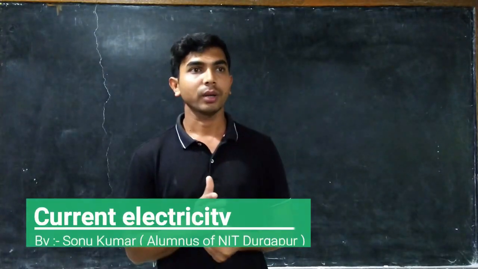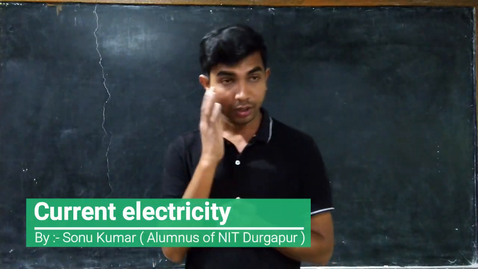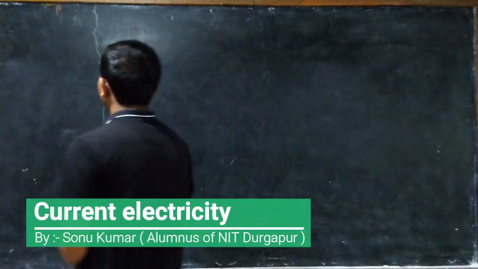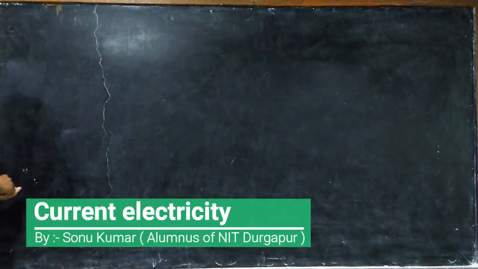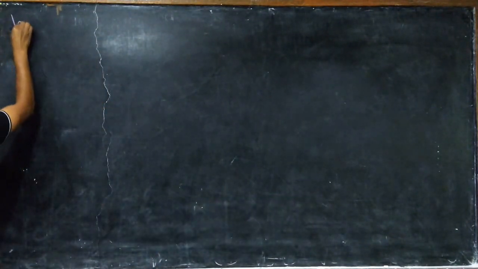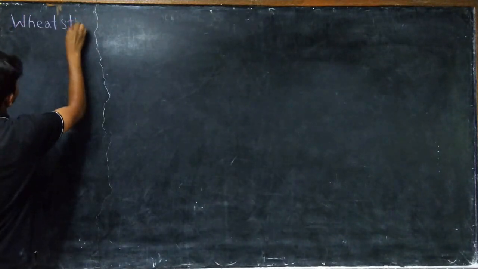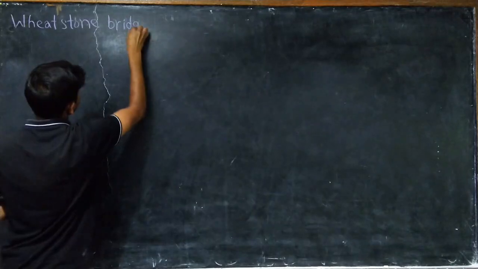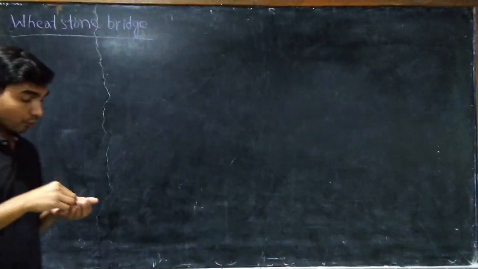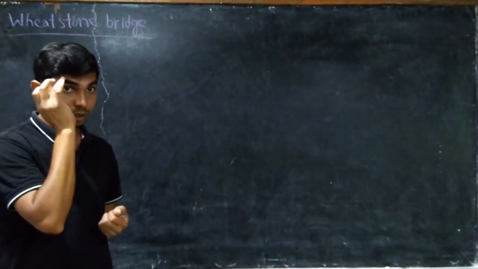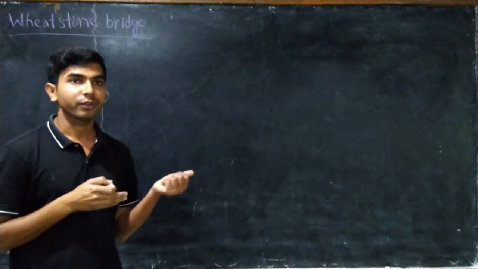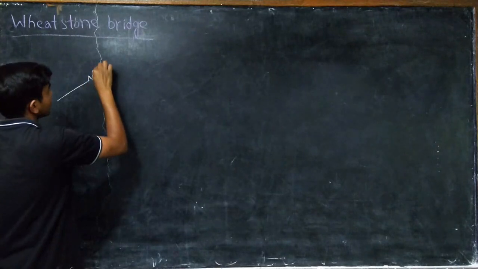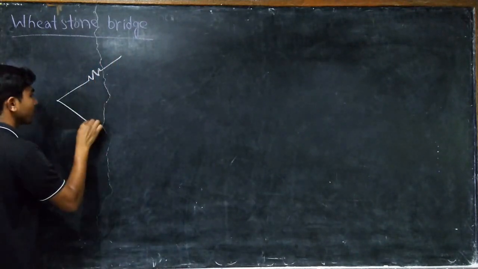Hello students. Today I am here with a new topic, that is the Wheatstone bridge. So the Wheatstone bridge is basically made up of four resistors, right? This combination is known as the Wheatstone bridge. This is your resistor.